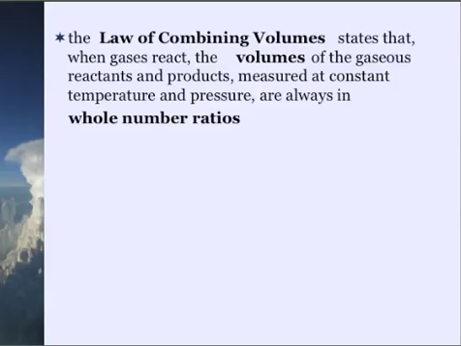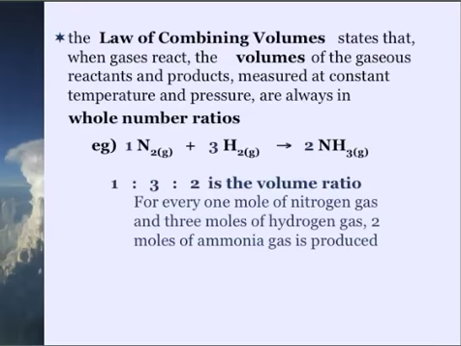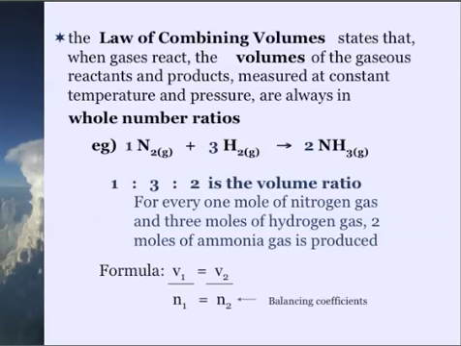So what this is saying, for example, is that nitrogen gas plus hydrogen gas is going to give us ammonia gas. This is in a 1 to 3 to 2 volume ratio. So for every 1 mole of nitrogen gas and 3 moles of hydrogen gas, 2 moles of ammonia gas is produced. The formula that we have here is this idea of the ratio of volume to moles. We look at these as the balancing coefficients.